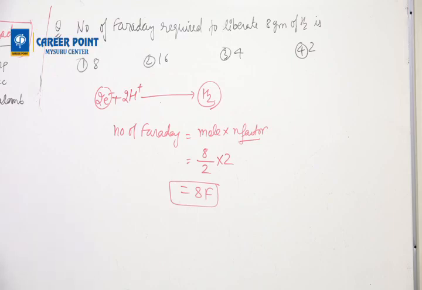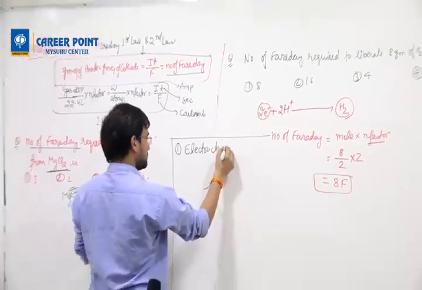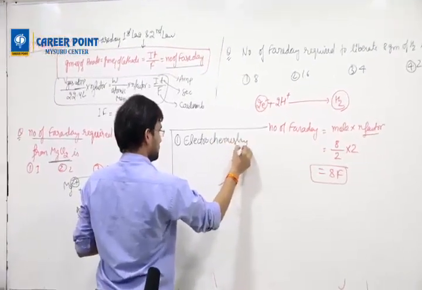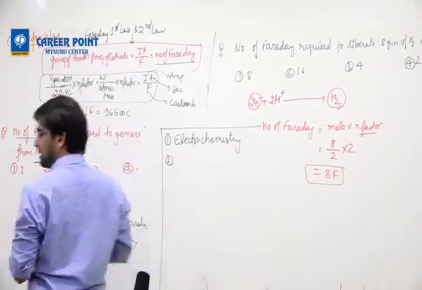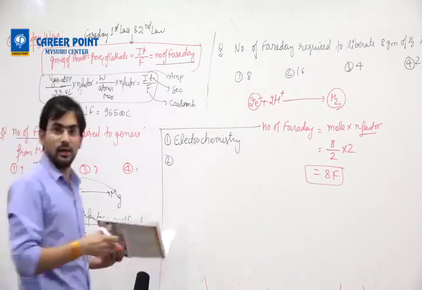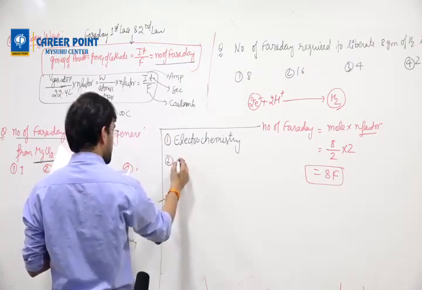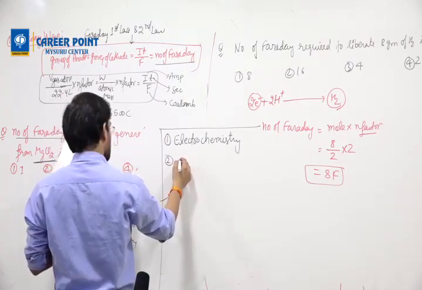Done? Okay, so now assignment. That's all for today's class. First chapter is electrochemistry. Second chapter here is again the same way. The way I taught in the last class, you read NCERT and solve the exercise. If you're not able to get it, ask me doubts in the next class.